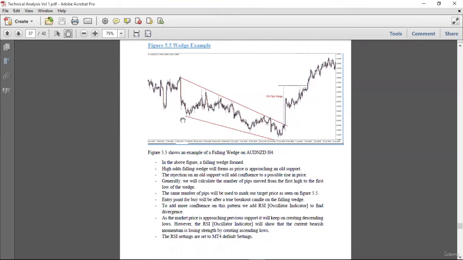Here's an example of that falling wedge. It should be reacting to a previous level of demand or a previous support for you to take a trade. With this one, I'm not too sure if it was reacting to a previous one because I do not have that data on this side. But if you are going to trade this, you should use your first high, first low, check how many pips this is, then use that as a target. In this instance, it was 180 pips going up.